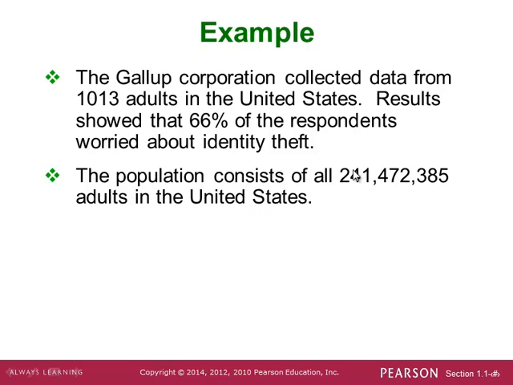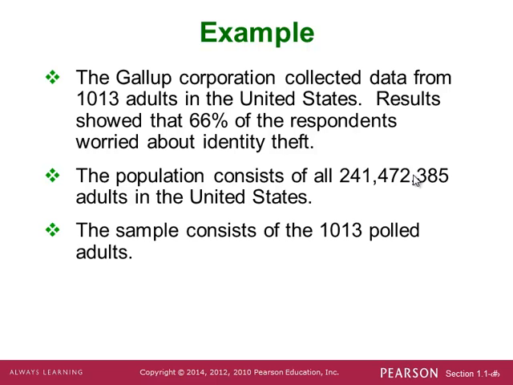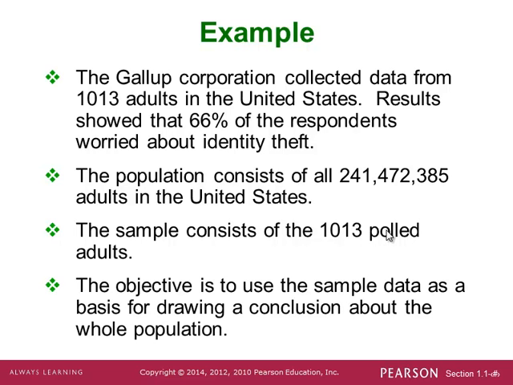Now, this isn't the whole population, but this is an estimate of the number of adults in the United States. And to tighten that up, the population is actually the set of responses to this question regarding identity theft for all the adults in the United States. The sample is just the 1,013 adults polled. The sample is just that subset of the population.